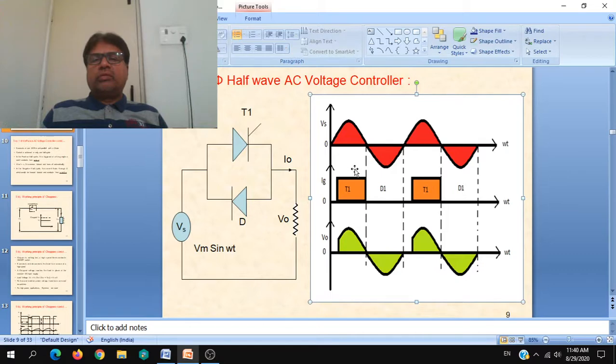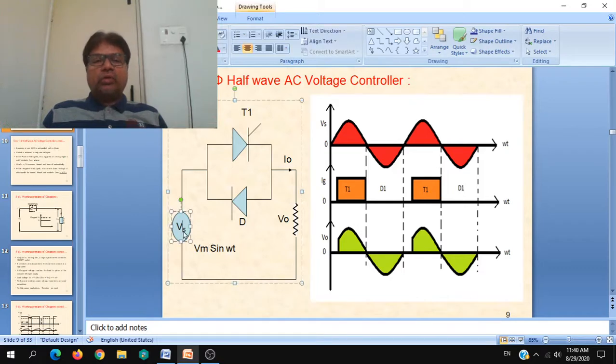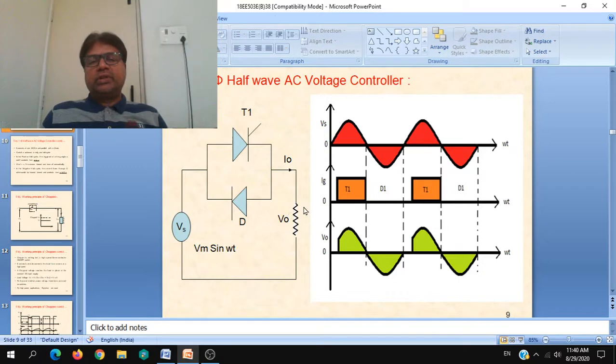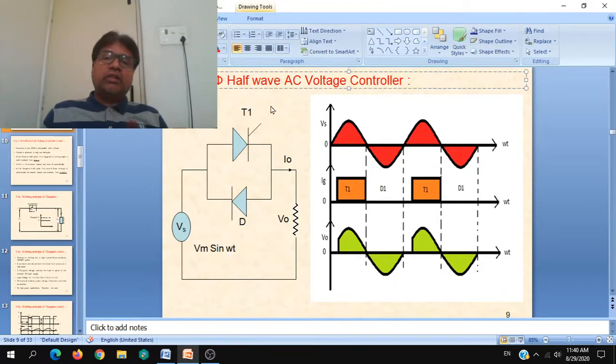Then what was the difference? That is the control of voltage. That is, how you control or change the input voltage so that a different, lesser voltage will be given to the load. In this case, V naught is always less than Vs, and how that is achieved is given with the names half wave and full wave.